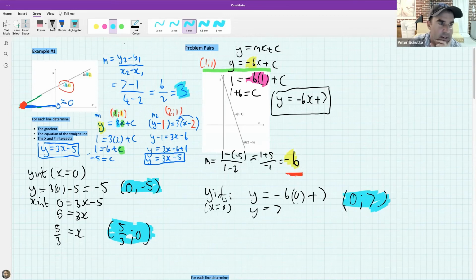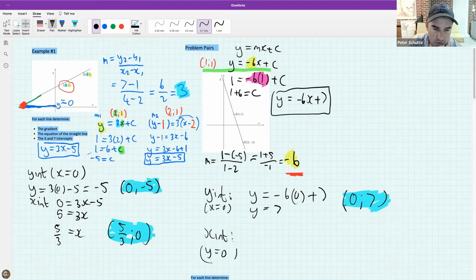What is my x-intercept going to be? Who can maybe help me? Who's feeling brave enough to take me through how to do this? So, Abongwe, are you willing to help us out with the x-intercept? Yes, sir. I said it will equal 0 equals -6x plus 7.